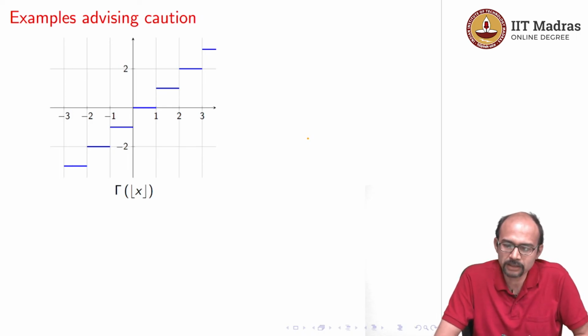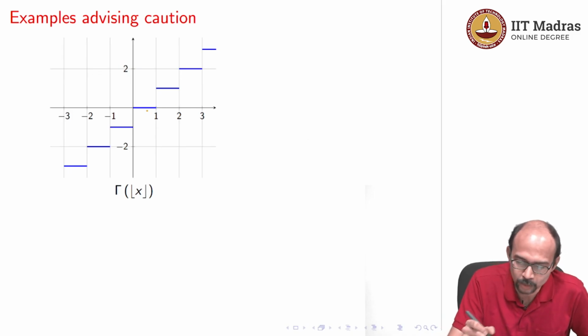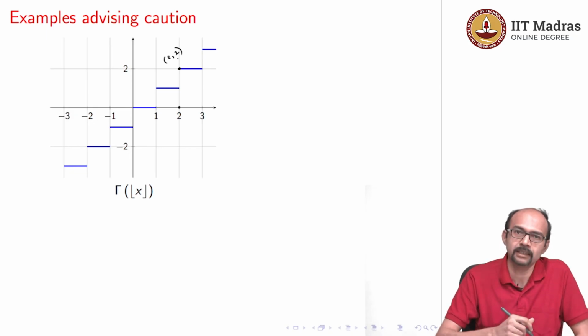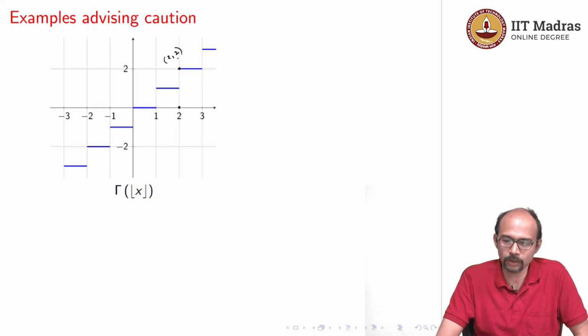And now if I want to ask, what is the tangent line to the graph of this function at the point 2, let's say. So what is the procedure? You look at the corresponding value. The corresponding value is (2, 2), and then you ask, how is my particle moving instantaneously at that point. But now we are in big trouble because there is a huge jump here.